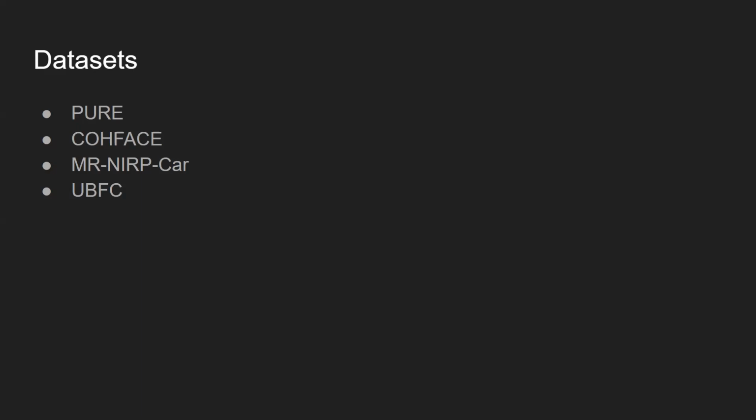And the next dataset is MR-NIRP Car, and this dataset has ground truth pulse signals captured during driving, and the data was captured simultaneously in RGB and near infrared with associated pulse oximeter recordings as well. It contains 190 videos of 19 subjects that were captured while driving, or they could also have been parked inside of a garage in their car. And the subjects performed different motion tasks such as talking, laughing, and looking around.